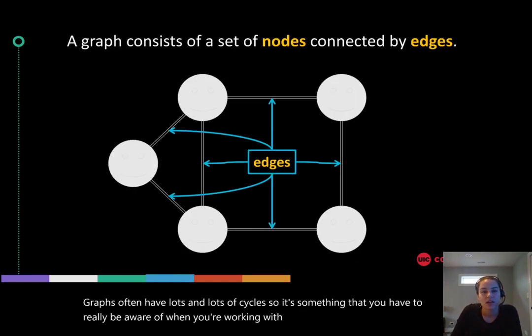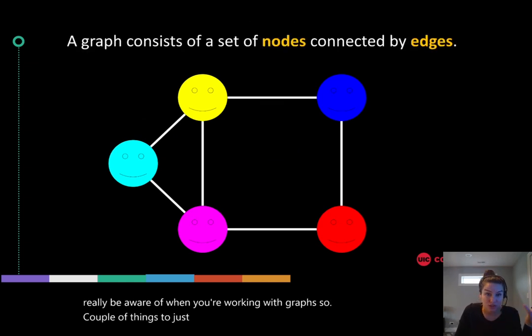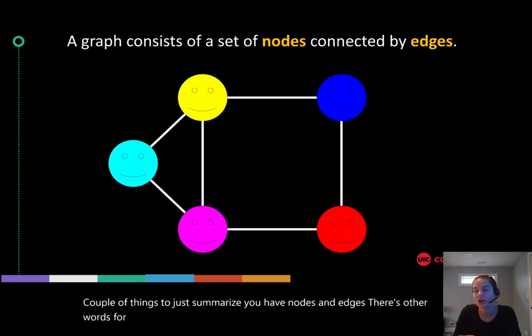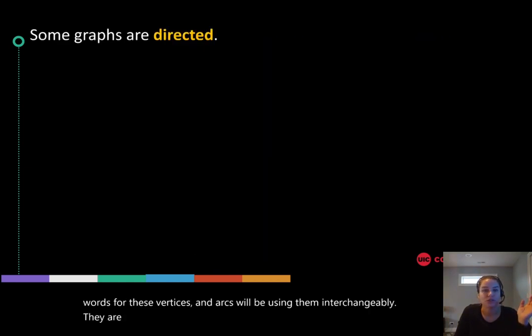So, a couple of things to just summarize. You have nodes and edges. There are other words for these: vertices and arcs. We'll be using them interchangeably. They are both used and both appropriate to use.